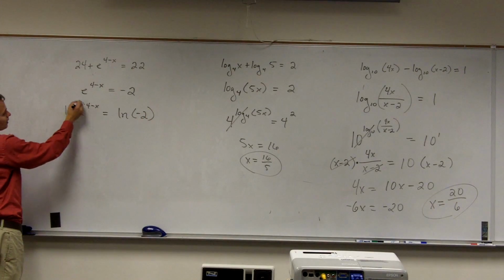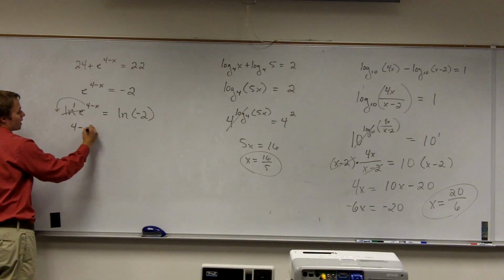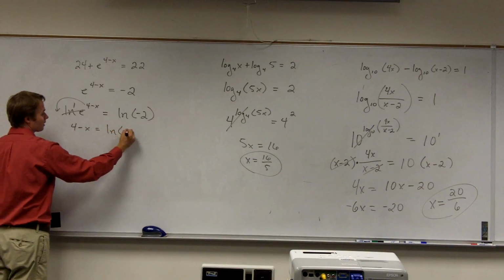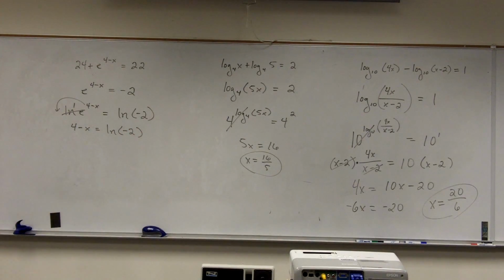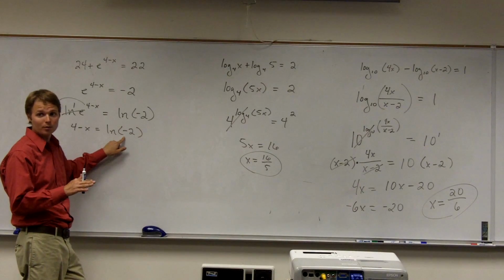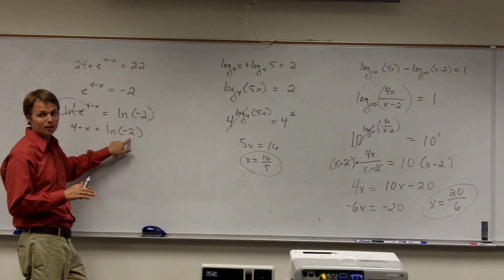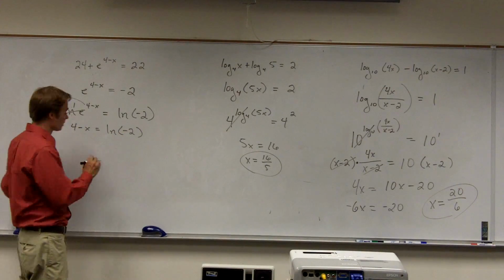And then I can bring the 4 minus x down to the front, and the natural log of e just turns to 1. So I'll get 4 minus x is equal to the natural log of negative 2. But there's a problem with this. We can't take the natural log of a negative number. We can't take the logarithm of a negative number at all, because you can never raise e to a power and get a negative number. So this, in fact, doesn't have a solution.